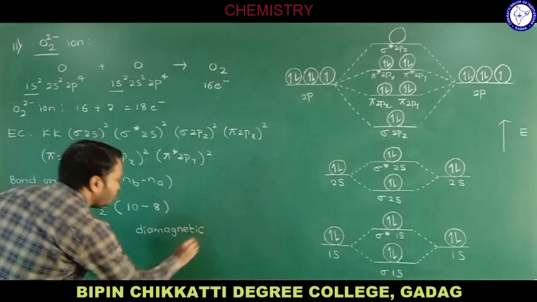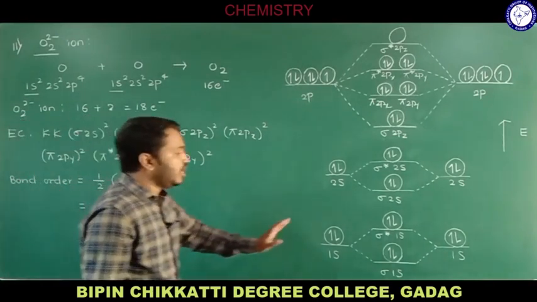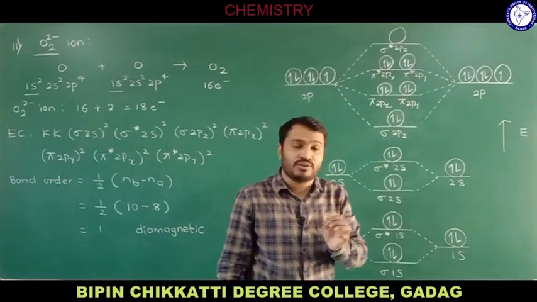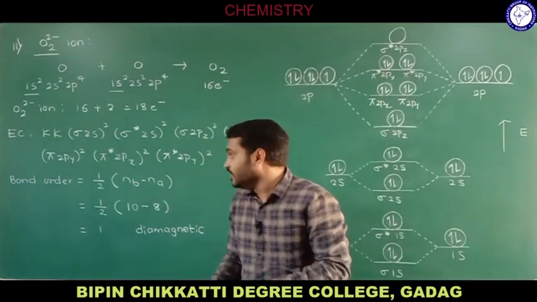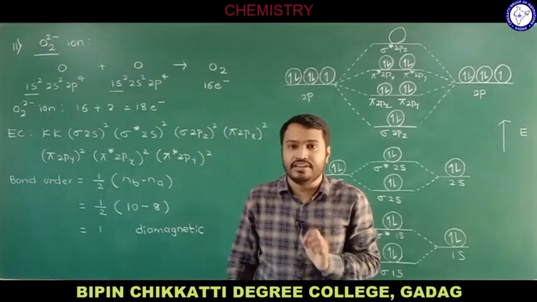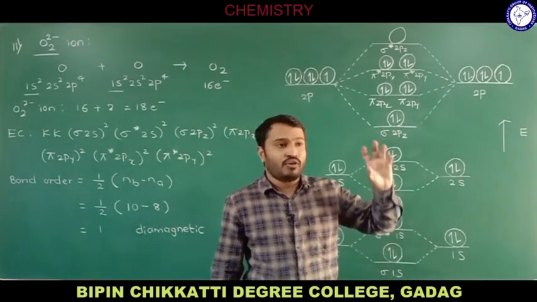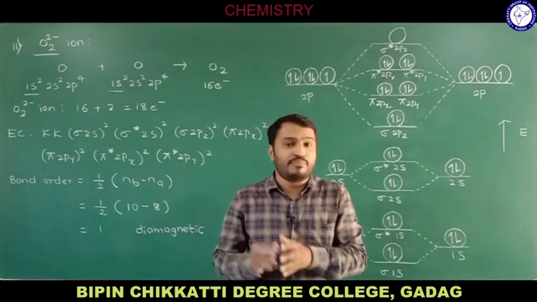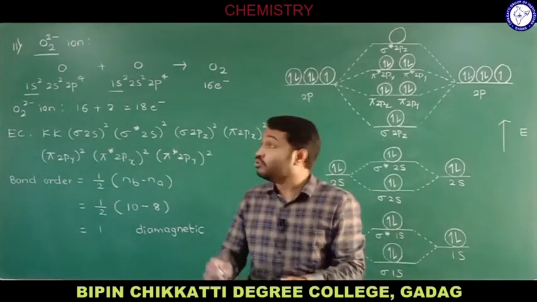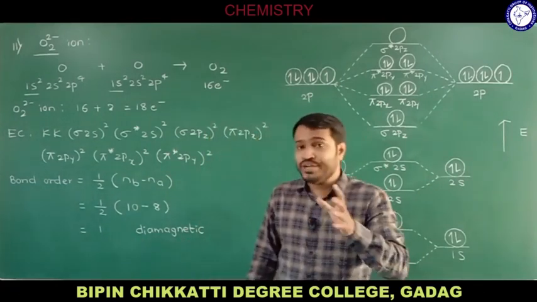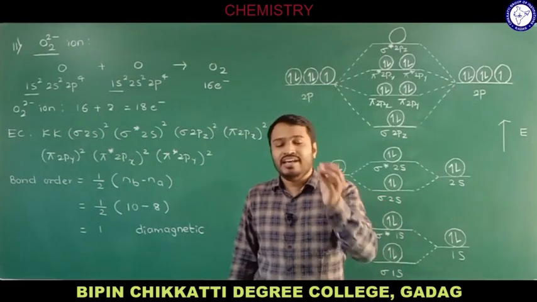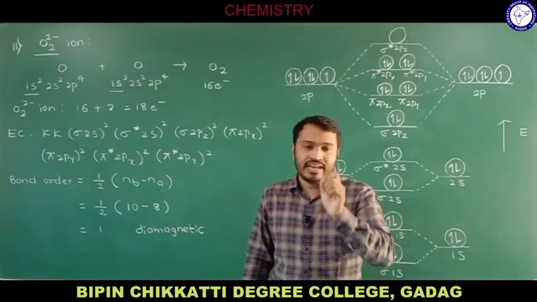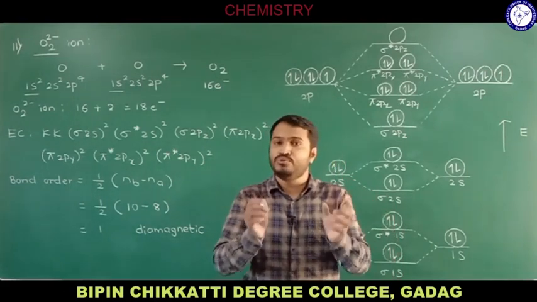Why is this particular species diamagnetic in nature? Observe the MOs: we don't have any unpaired electrons, and because of the absence of unpaired electrons, this O2 2 minus is diamagnetic in nature. So now remember, the bond order of the O2 molecule is 2, of O2 plus is 5 by 2, of O2 minus is 3 by 2, and of O2 2 minus is 1. What I am going to say is O2 2 minus will be less stable when compared to the oxygen molecule as well as the O2 minus ion. That is the MOT of O2 2 minus.